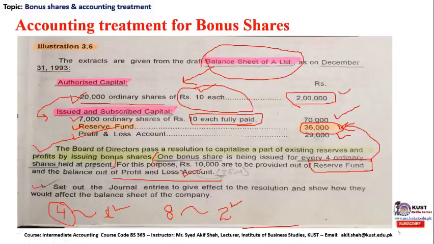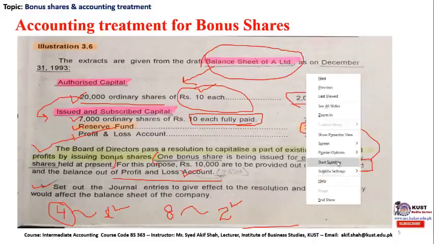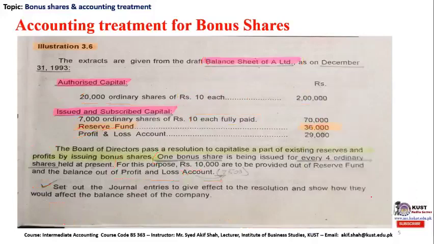Finally, this last paragraph is asking us to set out the journal entries to give effect to the resolution and show how they would affect the balance sheet of the company. So now we will see how to pass the journal entries. This was the initial data, that is, 4 ordinary shares are required to be held at present to be offered 1 bonus share, and currently there are 7,000 ordinary shares.